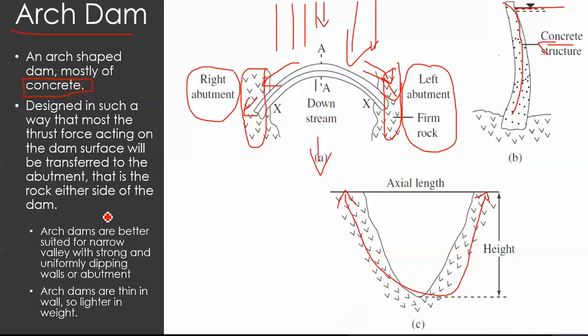So arch dams are better suited for narrow valleys with strong and uniformly dipping walls or abutments. That is the best condition. If the basement is not very strong, and the rock at the base of the valley is not sufficient to take the load of a gravity dam, then we can go for an arch dam. Arch dams are thin-walled, so lighter in weight. That is the characteristic of an arch dam.